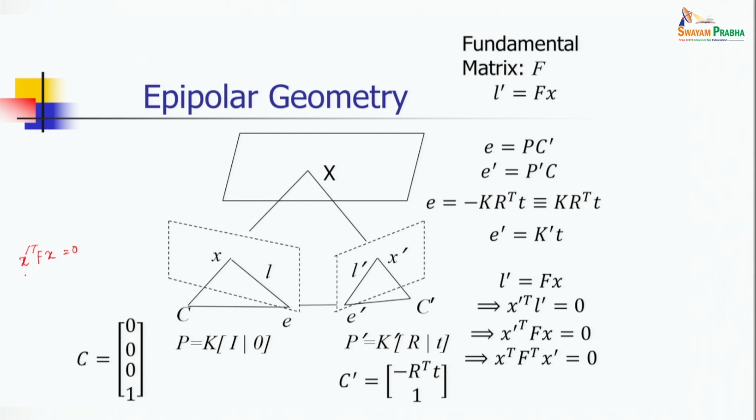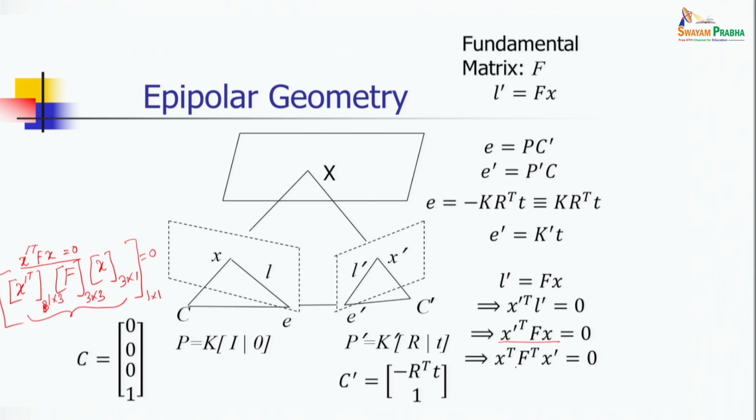To check the number of equations here, we find that x prime transpose has dimension 1 cross 3 because x prime is 3 cross 1. F is 3 cross 3 and x is 3 cross 1. If I perform the matrix multiplication, the whole thing will be 1 cross 1, which means I get a single equation that should be equal to 0. So each point correspondence will give me a single equation, and this is called the characteristic equation of the stereo geometry.